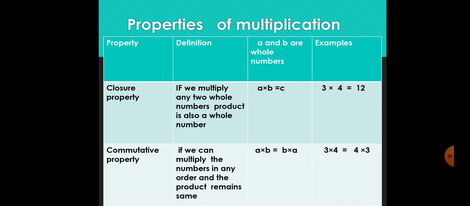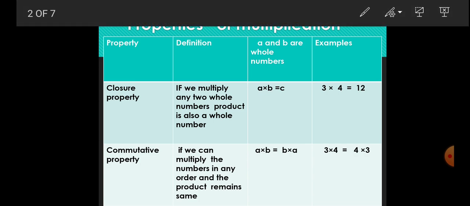Commutative property. If we multiply the numbers in any order, the product remains the same. Commutative property means what? Order. We are changing the order. Suppose that a and b are whole numbers. a multiplied by b equal to b multiplied by a. For example, 3 multiplied by 4 equal to 4 multiplied by 3. 3 multiplied by 4, what is the answer? 12. And 4 multiplied by 3, 12. Means we change the order of numbers, then also the answer is same.